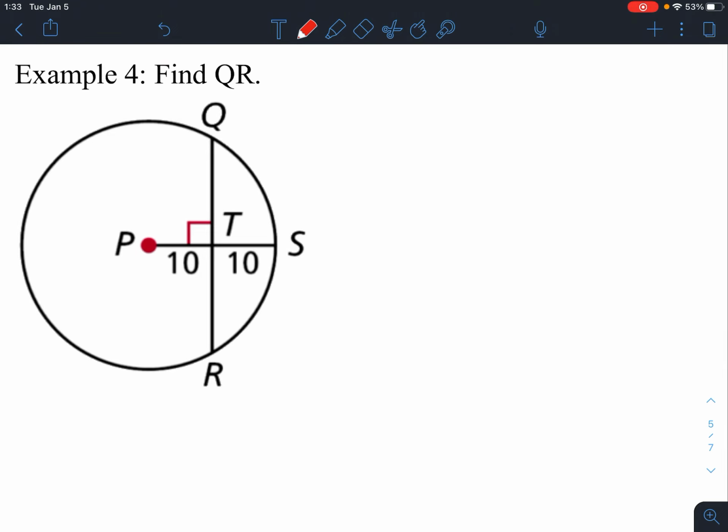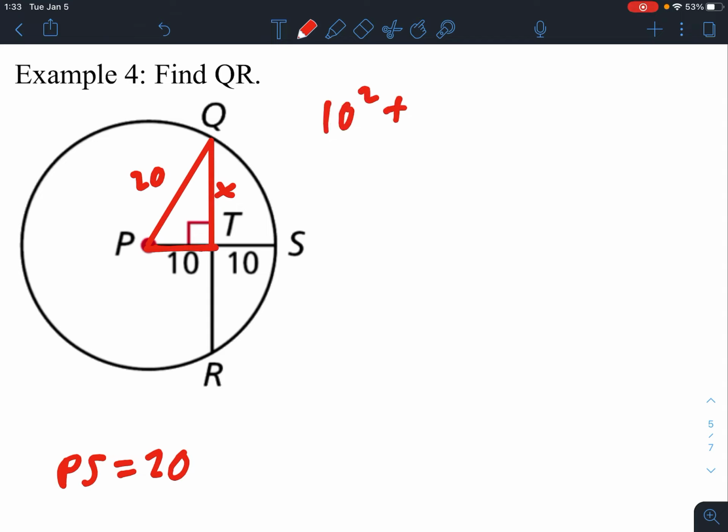All right, example 4, pretty much the same thing, just practice with that. So let's draw in PQ this time. I know PS, which is a radius, is 10 plus 10, which is 20. So PQ is also 20, because they're both radii. I know PT is 10. I don't know TQ, so I'll call that x. And then once again, we could do the Pythagorean theorem.